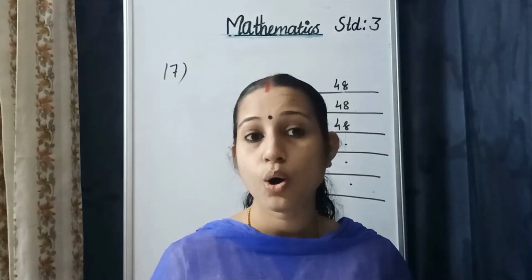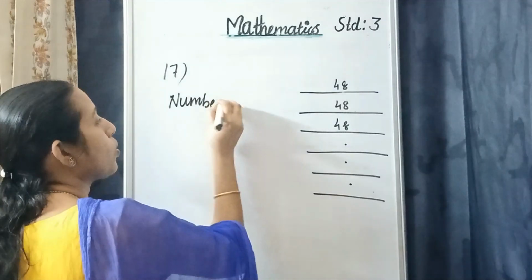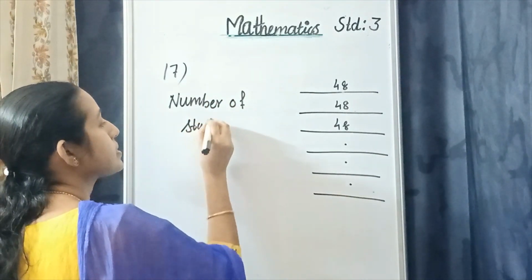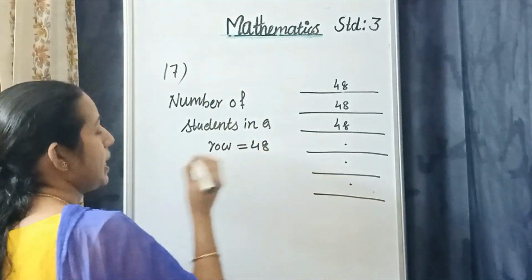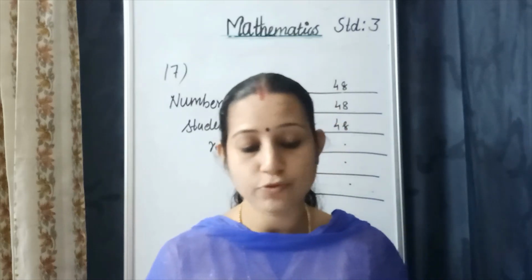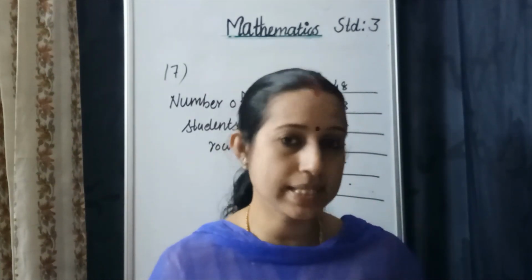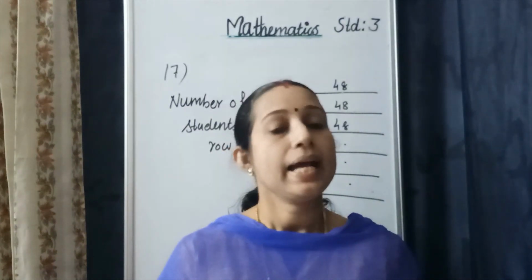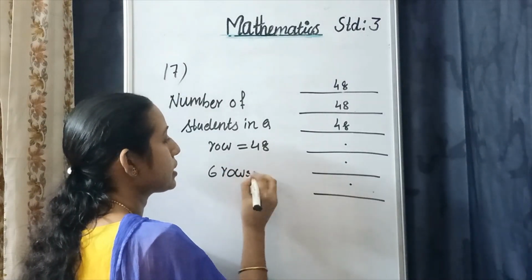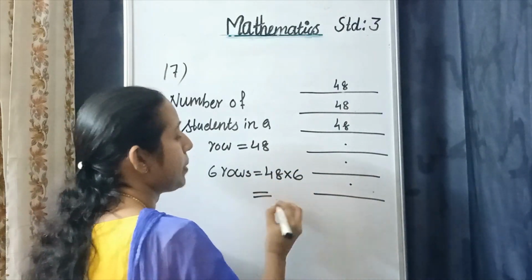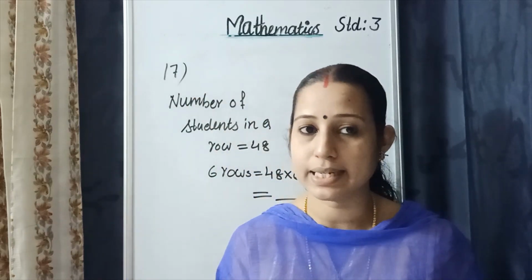Here students. So we can write number of students in a row, that is equal to 48. Then after that, how many students would be there in 6 such rows. Next statement is number of rows is equal to 6. Therefore number of students in 6 rows is equal to 48 into 6. Just multiply and you will get the answer. Multiply using the standard algorithm, and you will get the total number of students in that school.